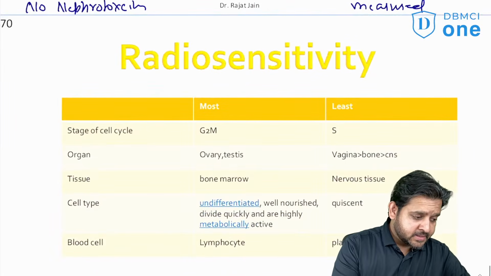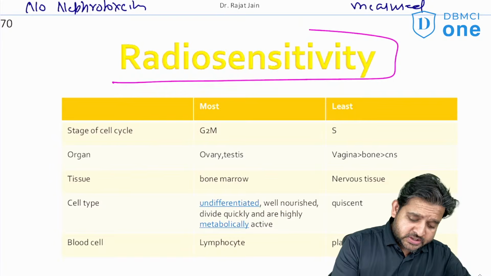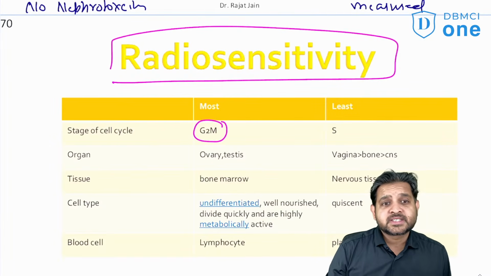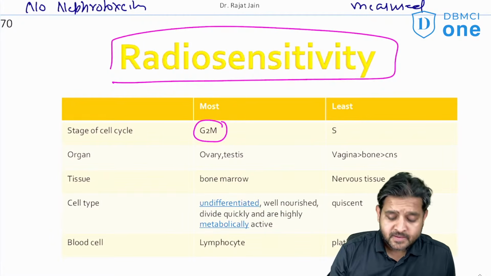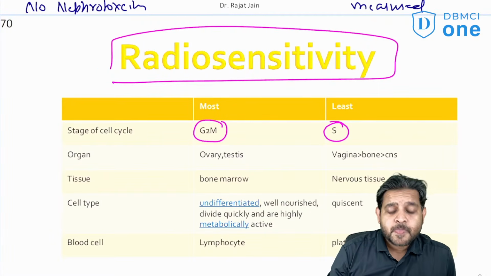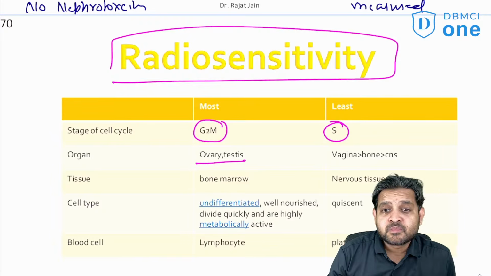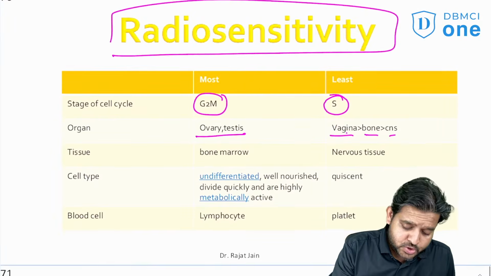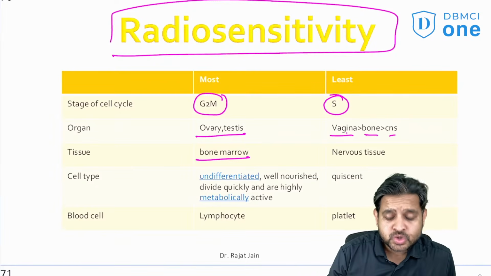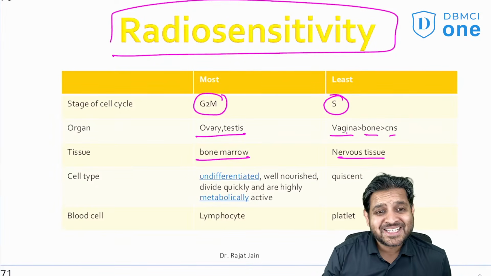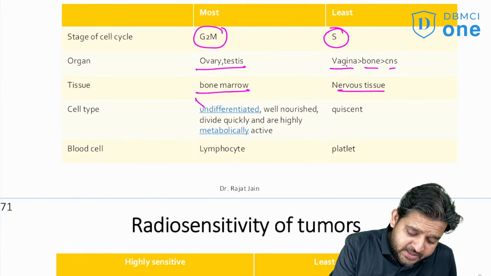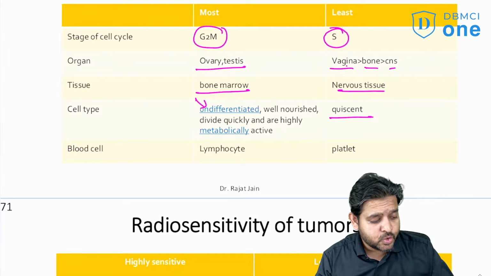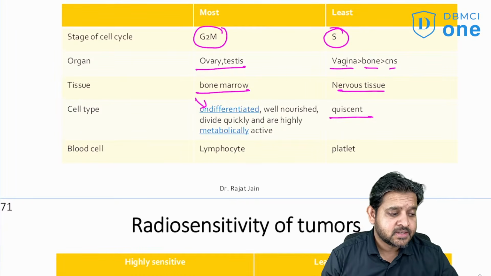Okay. Then another important list, radiosensitivity, right? G2M is the most sensitive stage of the cell cycle. S is least. Ovary and testis are most. Vagina, bone and CNS are least. Tissue: bone marrow is most. Nervous tissue is least. Now cell type: if it's an undifferentiated cell, it is more sensitive. If it's a dormant or quiescent cell, then it is resistant.